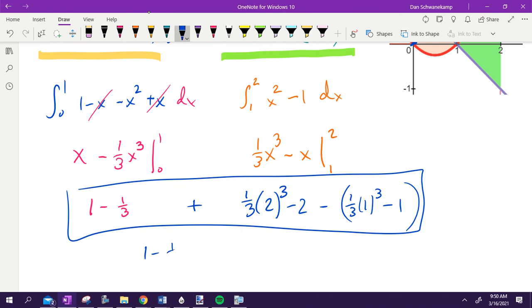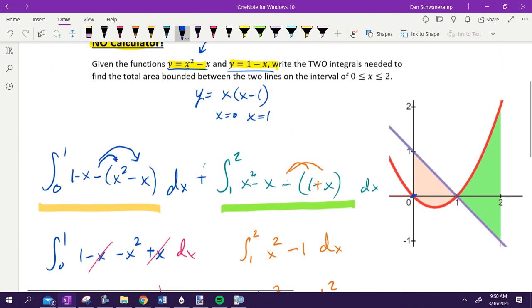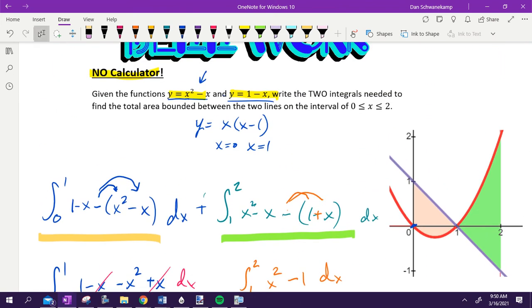It's 1 minus 1/3 plus 8/3 minus 2 minus 1/3 plus 1. 8/3 minus 1/3 is 7/3. 6/3, that's 2, plus 1 minus 2 plus 1. It gets me 2. Questions on something there? An important question, a weird one. You got to graph it. Not my favorite one. I think that's a pretty mean area question, but we got to be able to do that.